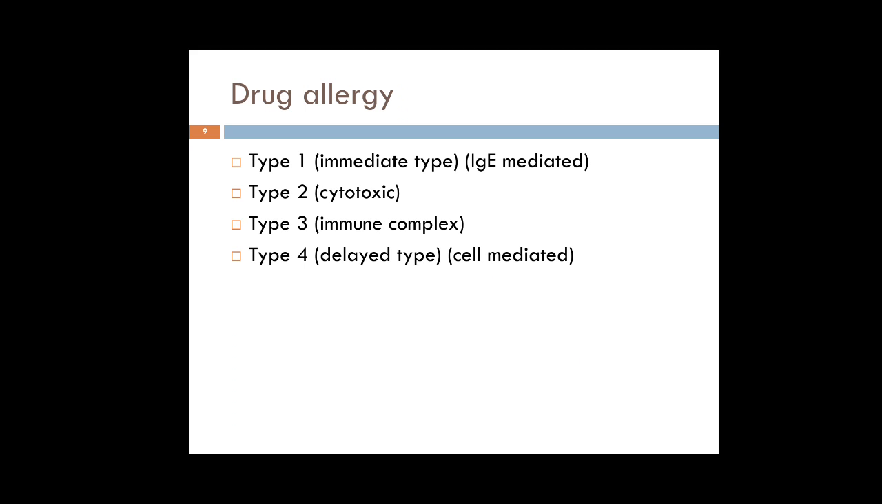We'll see type B ADR. The first is drug allergy. Now, drug allergy, there are different types in drug allergy. That is type 1, type 2, type 3, type 4. Type 1 is immediate type, which is also called as IgE mediated. Type 2 is cytotoxic. Type 3 is immune complex mediated. And type 4 is delayed type, that is cell mediated.